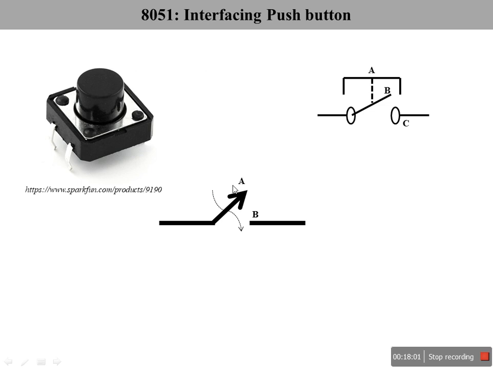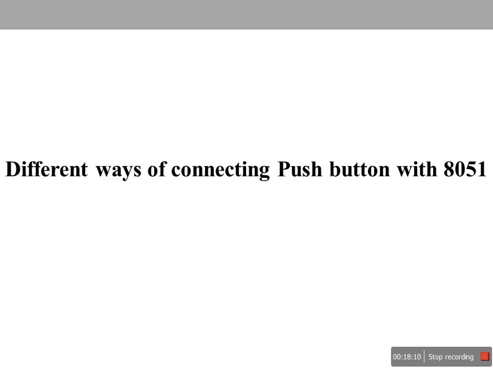This is again a symbol. When A makes contact with B, whatever is available here, that comes here. Let's use the same principle for attaching or interfacing the push button to 8051. Let's look at different ways of connecting a push button to 8051.